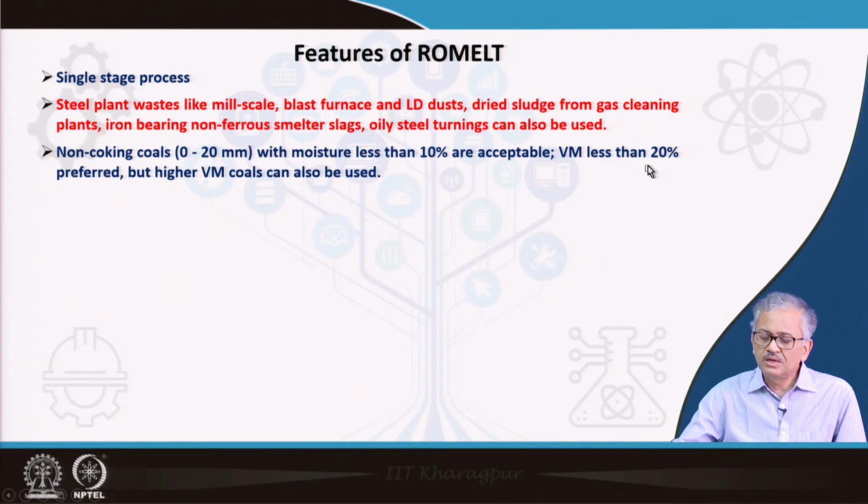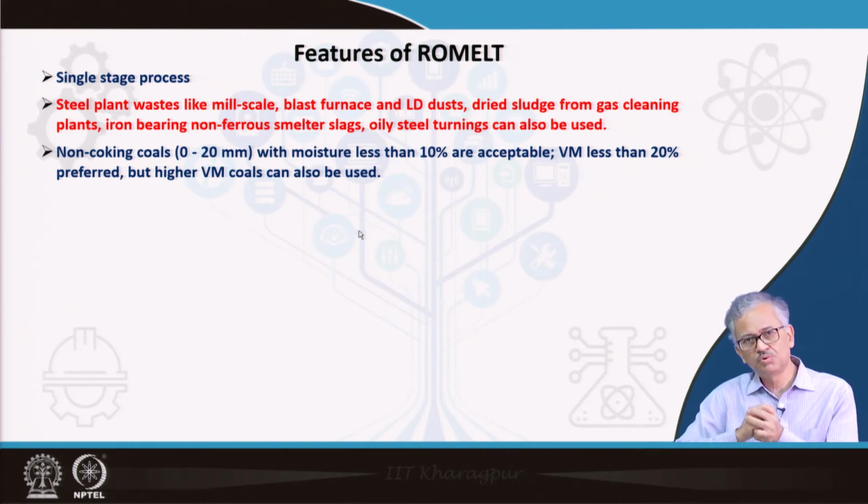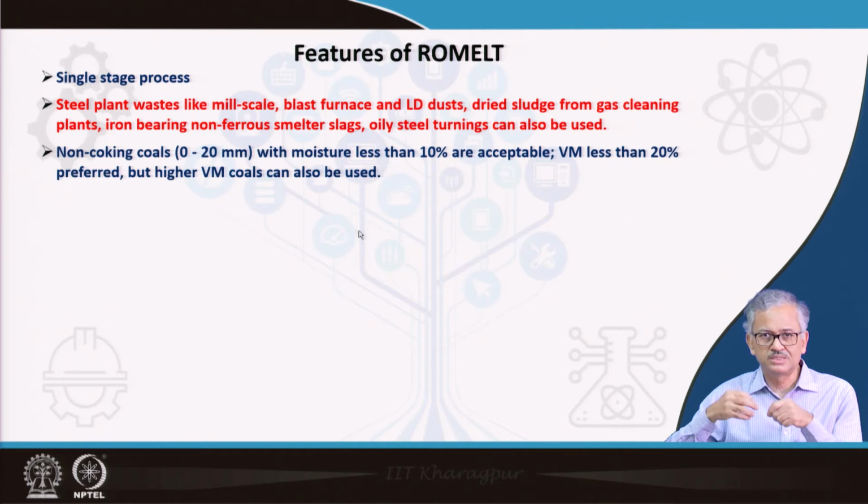And volatile matter less than 20% is preferred, but high volatile coal can also be used, because volatile is good; basically it increases the combustibility of the coal. But if your volatile is much more, then obviously the fixed carbon in the coal will decrease, and as a result, heat generation and the reduction will be less. Okay.